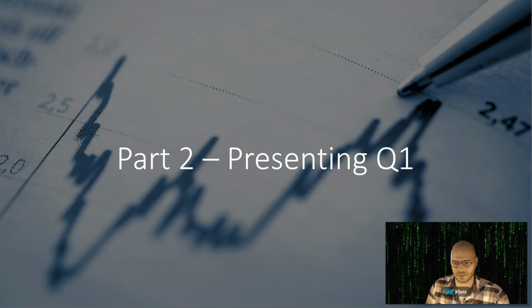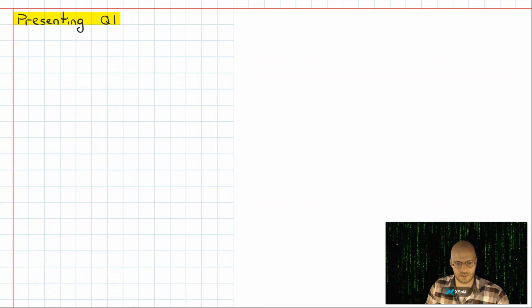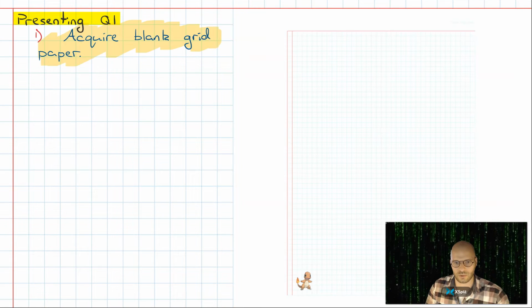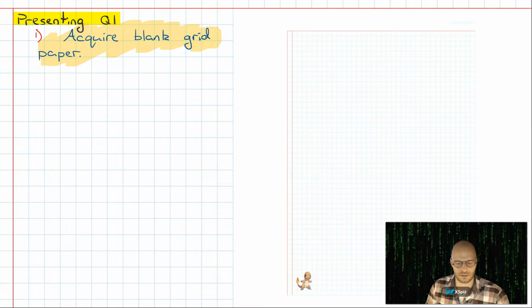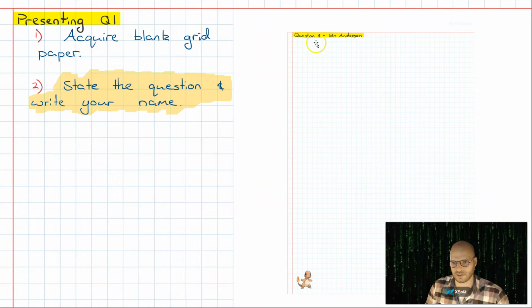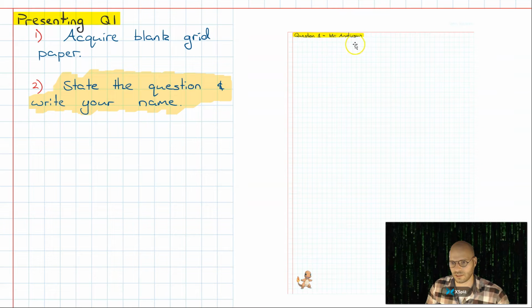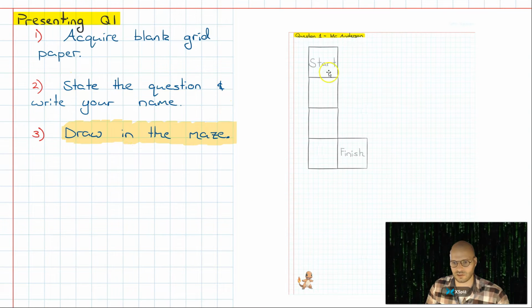Part 2, presenting question 1. Question 1 will be done on a blank piece of paper. It's recommended that you use some grid paper that you use in math. To begin, you're going to title the paper question 1 and then write your name because this is a loose sleeve piece of paper. You don't want to lose it. Next, you're going to draw the maze on your piece of paper. Use the grid as a guide.